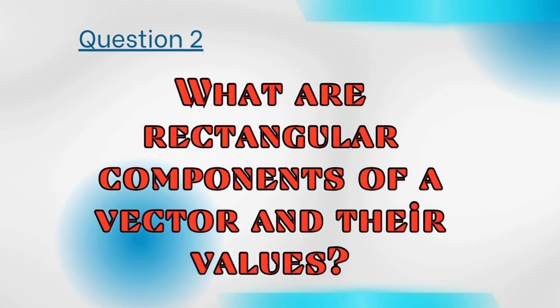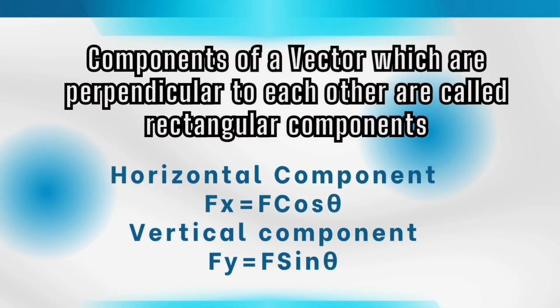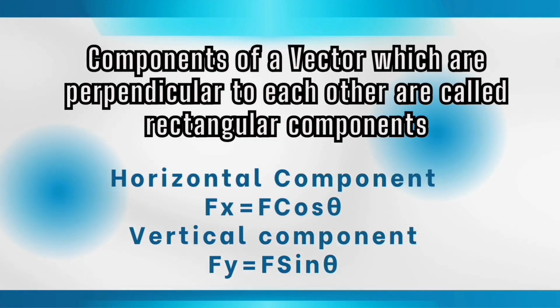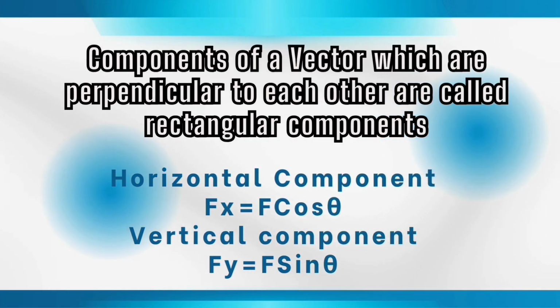Question number 2. What are rectangular components of a vector and their values? Components of a vector which are perpendicular to each other are called rectangular components. Horizontal component Fx is equal to F cos theta. Vertical component Fy is equal to F sin theta.